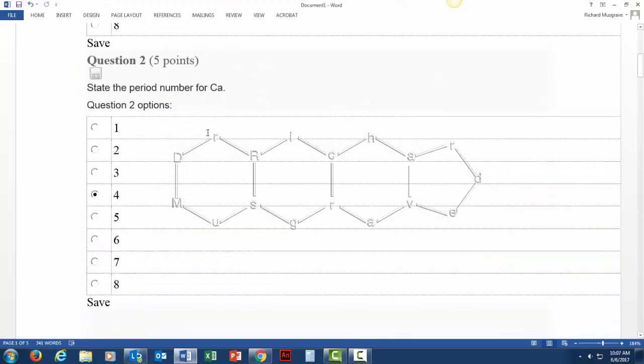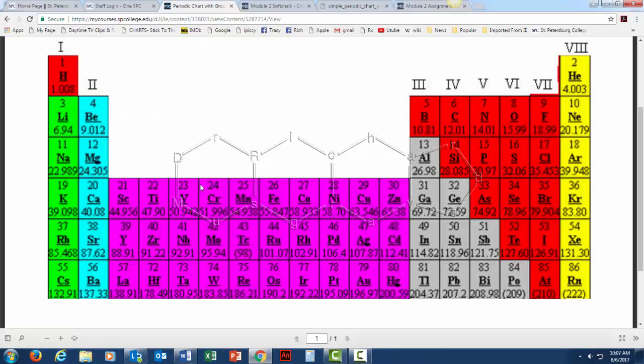State the period number for Ca. Period number is going to be the row. So this is 1, 2, 3, 4. Calcium is in period 4. This also matches the number of energy levels, and that's the next question.